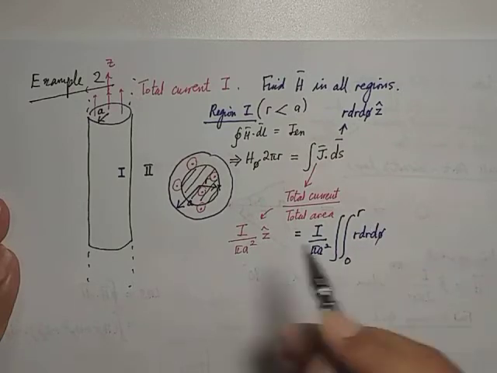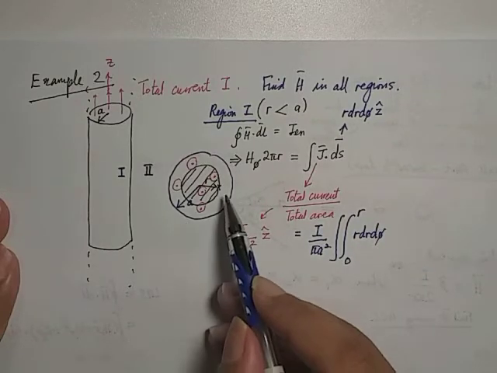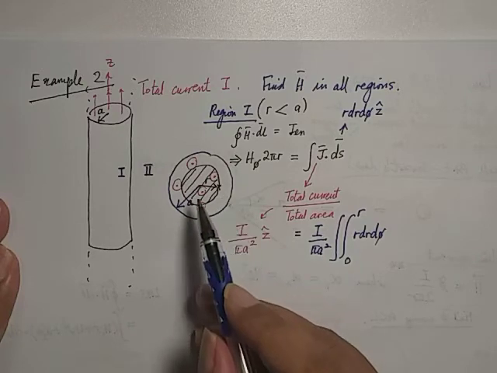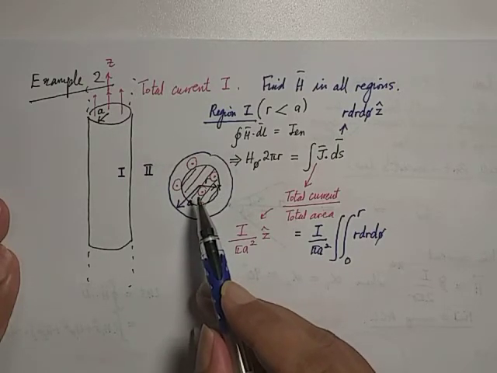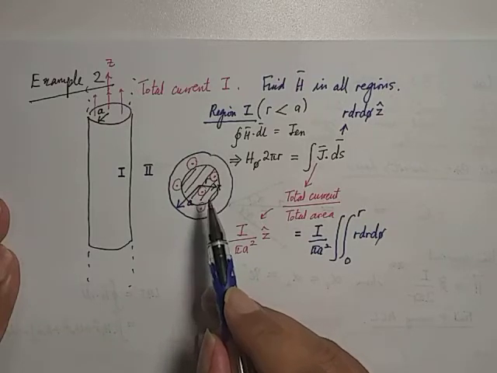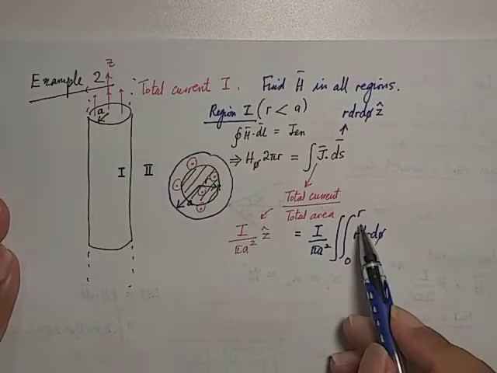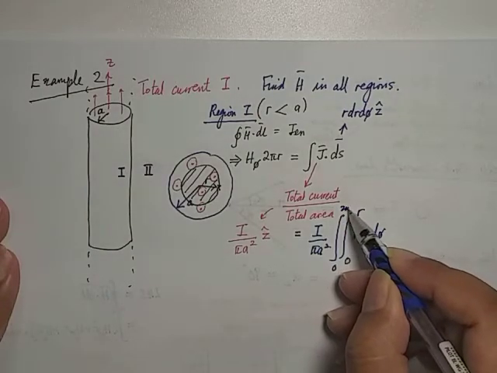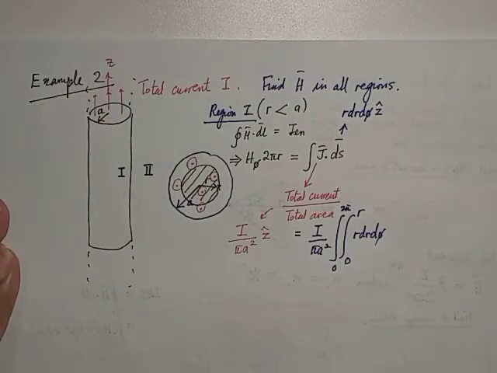Don't choose 0 to A. It cannot be, because in this region the current is still there but not confined by the loop, so it should not be considered. Therefore, we must only consider the current within the Ampere loop, which is the limit up to R. And for φ, 0 to 2π, as what we did before.